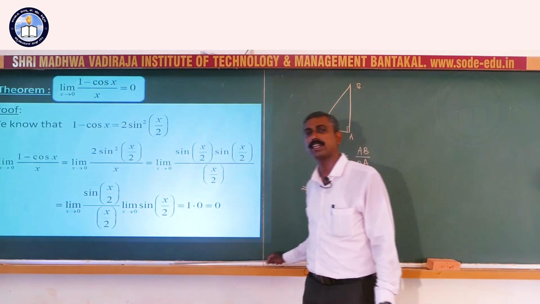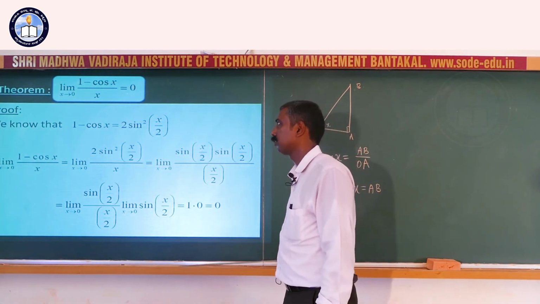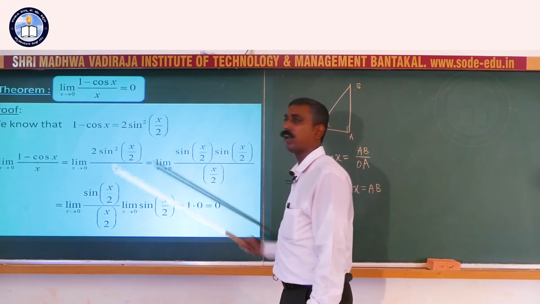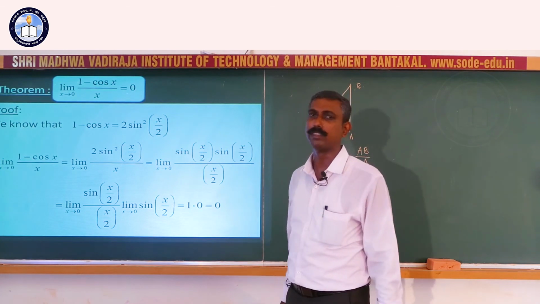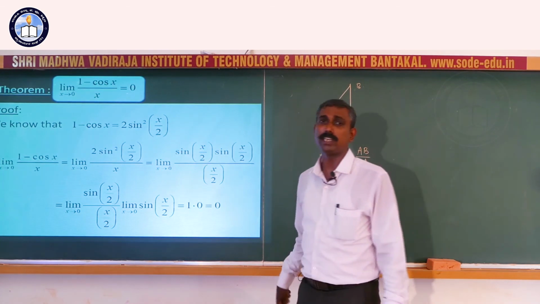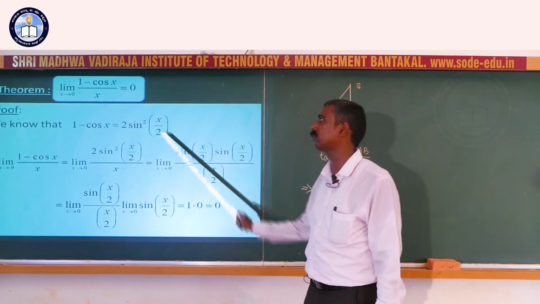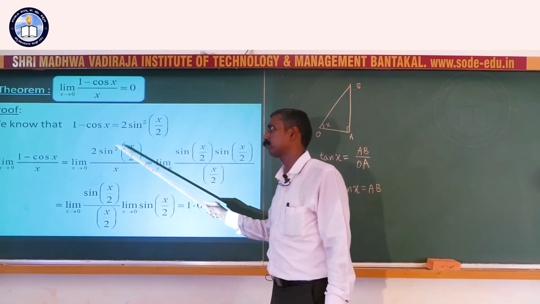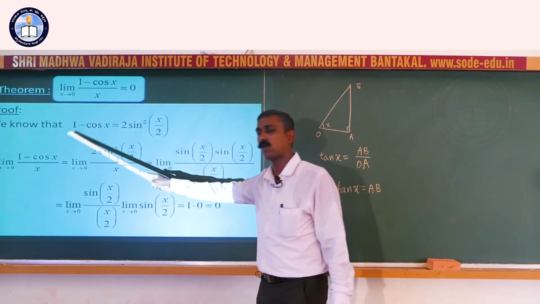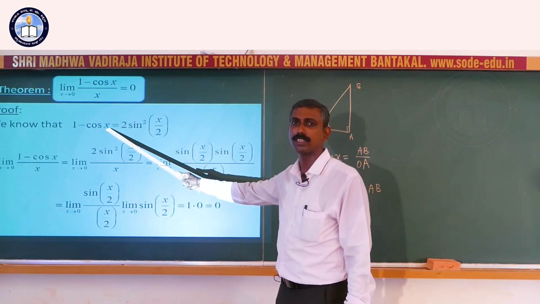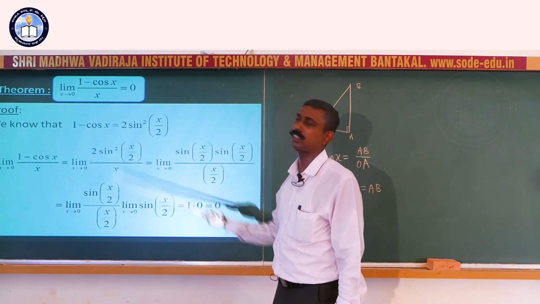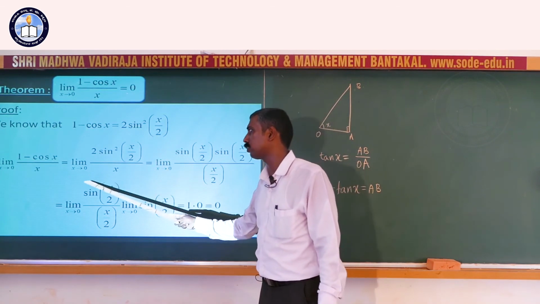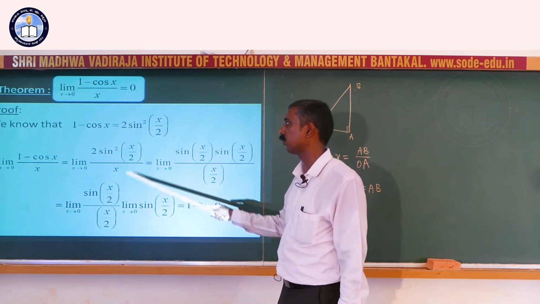Now, let us consider another small theorem, which is an extension of the previous theorem. Limit x tends to 0 of 1 minus cos x by x is equal to 0. All of us know that 1 minus cos x is equal to 2 sin square x by 2. From the trigonometric identity, 1 is equal to cos square x by 2 plus sin square x by 2, and cos x is equal to cos square x by 2 minus sin square x by 2. So it becomes 2 sin square x by 2, and we can directly use 2 sin square x by 2 in place of 1 minus cos x.